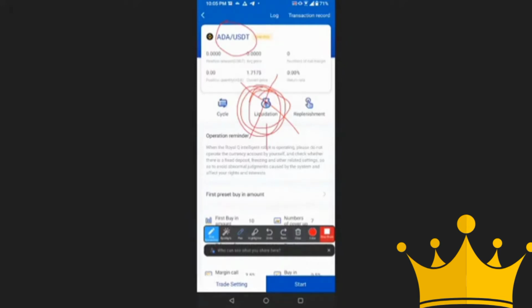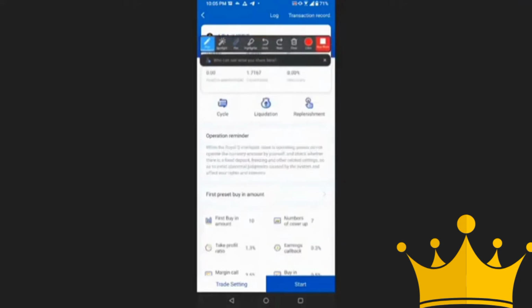That means you have got an actual loss. And then replenishment, guys, is where you can top up funds into the trade. So I'm going to show you how all this works in a while. First thing is let's go and see how to buy a trade.